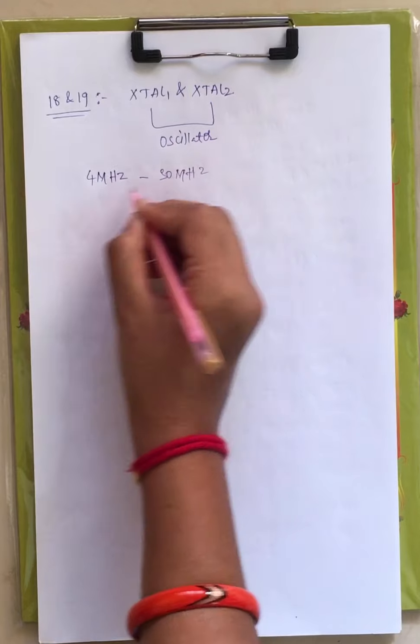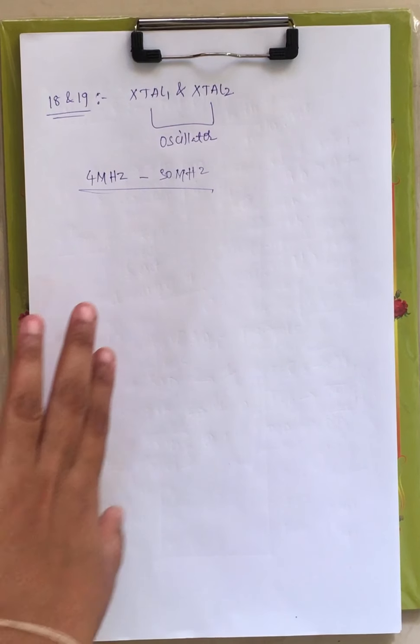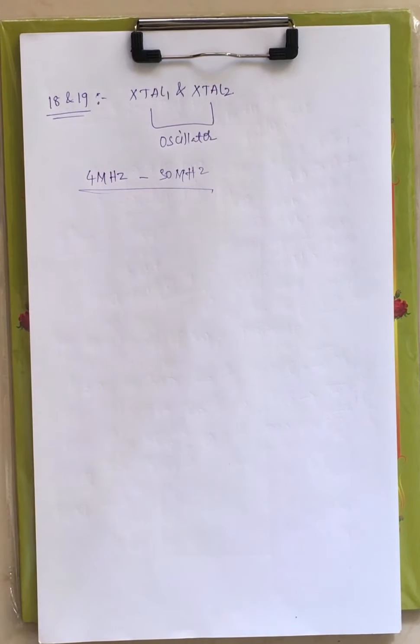4 megahertz to 30 megahertz, right? From the 18th pin and 19th pin, these two pins are used for interfacing an external crystal oscillator to get the system clock, and that system clock is of frequency 4 megahertz to 30 megahertz, right? Now coming to the 20th pin, this is for ground reference.